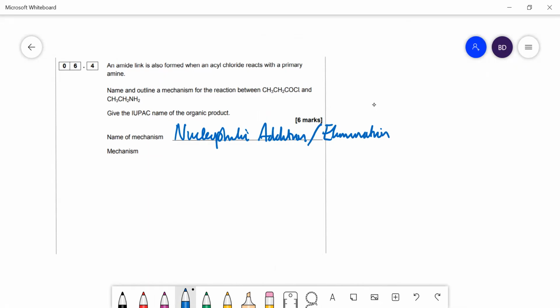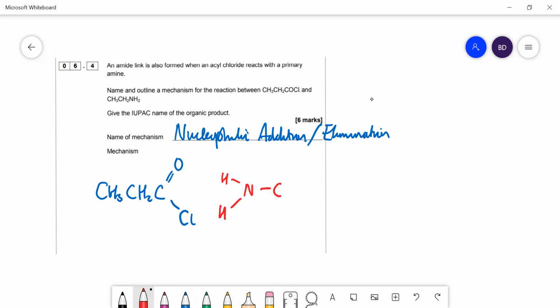Right, so let's start off with the acyl chloride, CH3, CH2, COCl, and the amine. It's easiest if you draw the amine backwards. Well, you've got a delta positive on that carbon. You don't need to draw that. They never insist on that, AQA. And you've got a lone pair on this nitrogen. You do need to draw that.